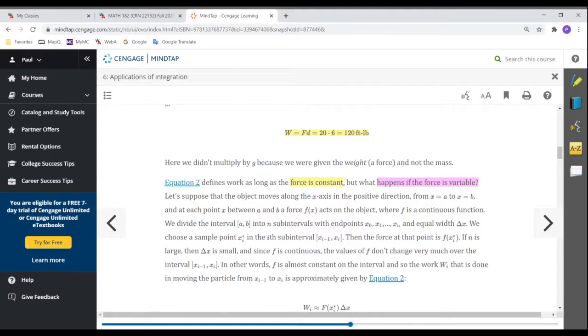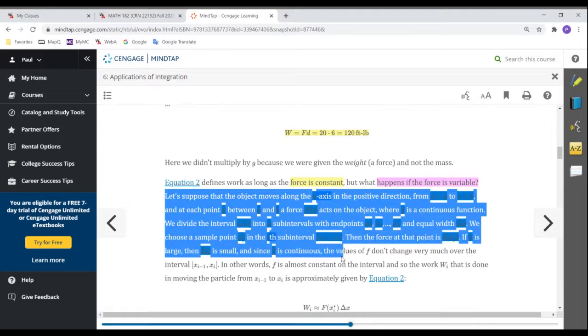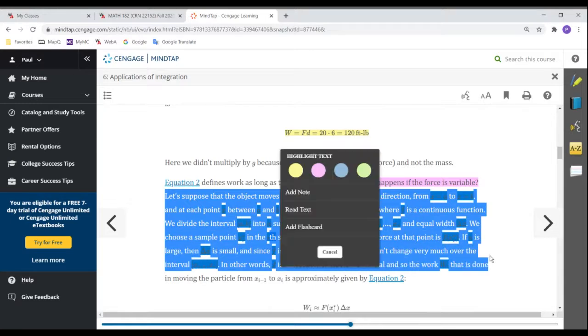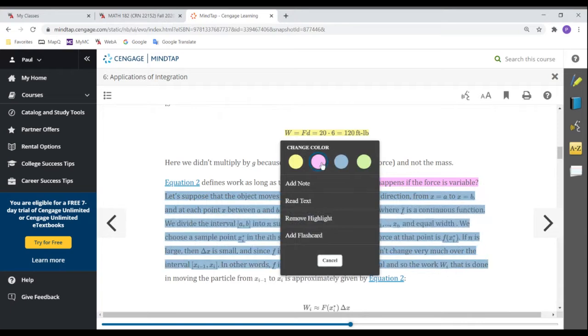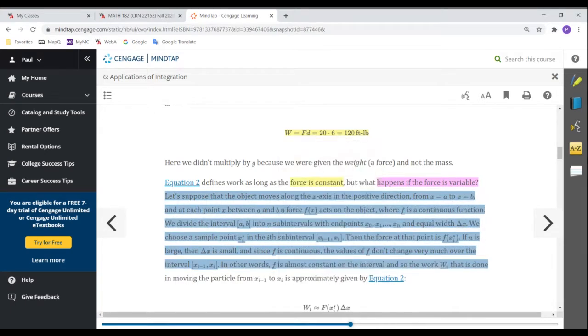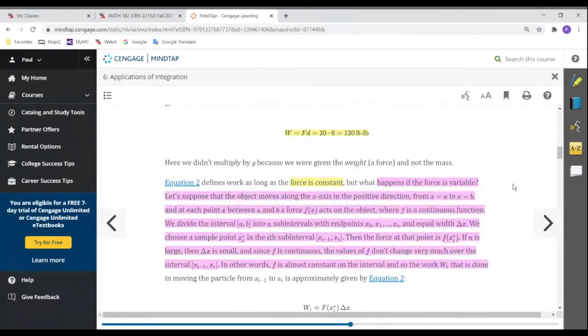Let's just look at the reading here. So let's suppose, and I'll highlight all of this here. Let's see here. Maybe I can put it in pink. Let me change it. Kind of like the pink. Okay.